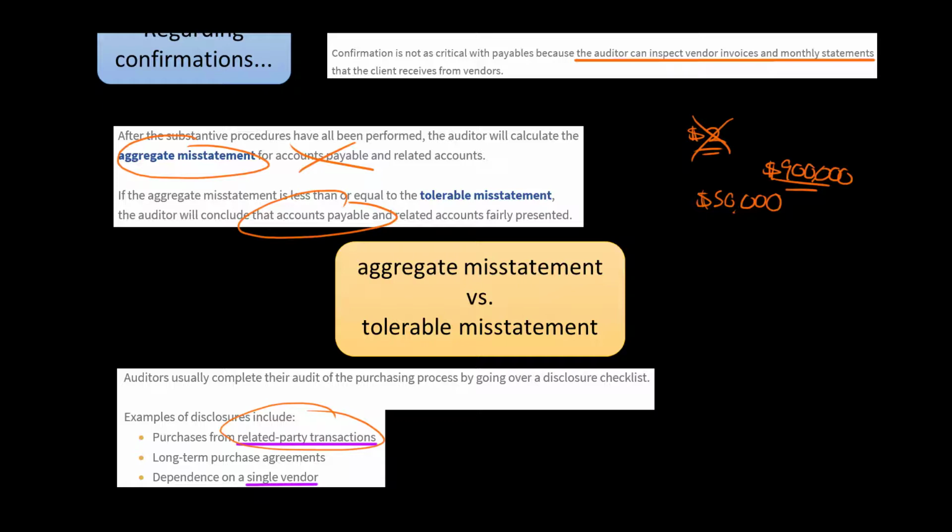If the company is dependent on a single vendor, let's say they buy like 90% of their raw materials from a single vendor. So if the company has any of these kind of disclosures, then the auditor is going to complete their audit by going over these disclosures. And typically when the auditor is finishing up the purchasing process, they would go over a disclosure checklist and make sure they've got everything covered.